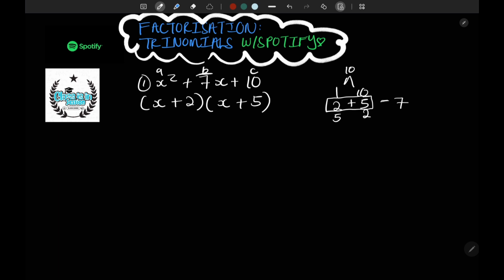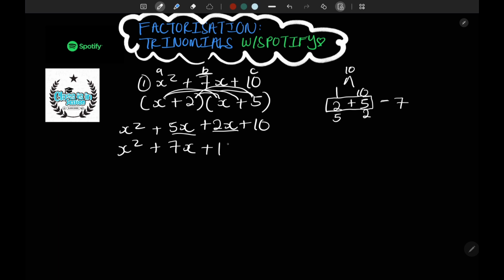To make sure that your factorization is accurate, you can just distribute this. Let's see, x times x, it's x squared. X times 5 is 5x. 2 times x is 2x, and 2 times 5 is 10. X squared, what is 5x plus 2x? It's 7x. Plus 10. This gives you that, so your factorization is accurate.